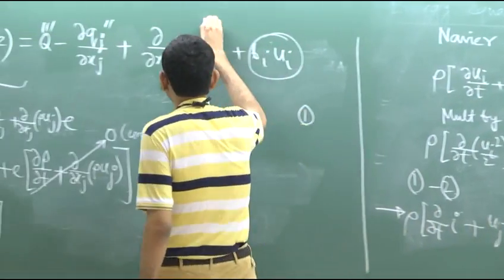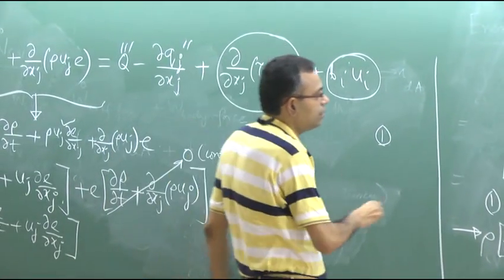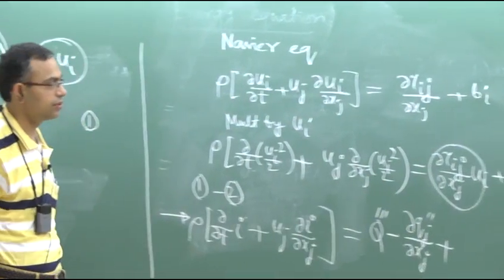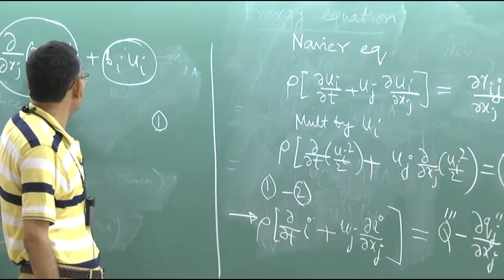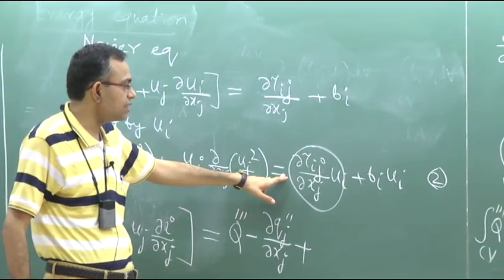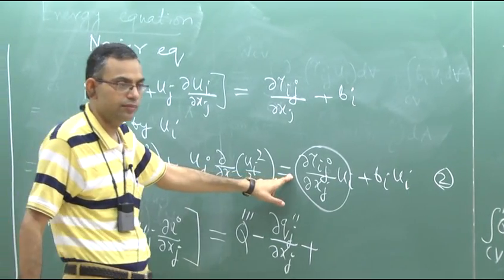If you subtract from this term, then what will you be left with? Use the product rule, one term will be cancelled, what will be left is tau ij del ui del xj.